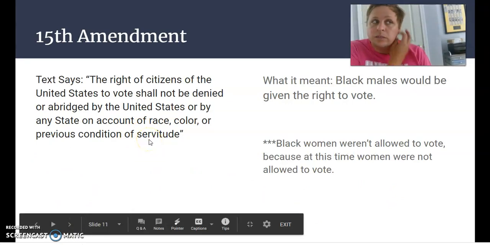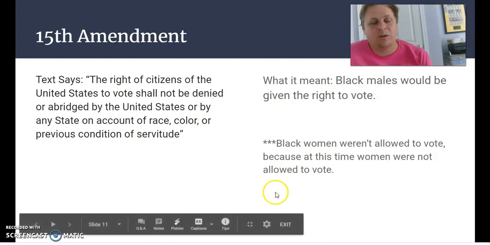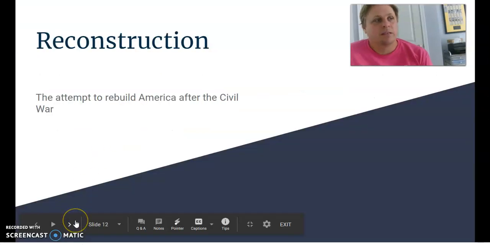15th, last one. The rights of citizens of the United States to vote shall not be denied or abridged by the U.S. on account of race, color, or previous condition of servitude. So again, all black males are now available and able to vote. Why aren't black women able to vote? Well, because no woman's able to vote at the time of this amendment. So again, this is what's going to give black males the right to vote. This leads to an era we call Reconstruction.